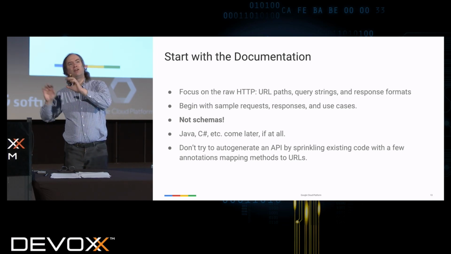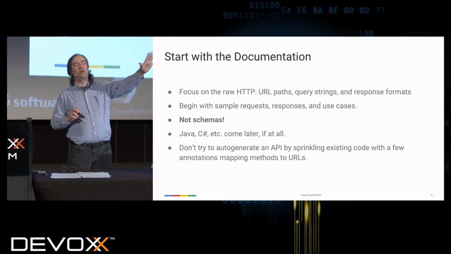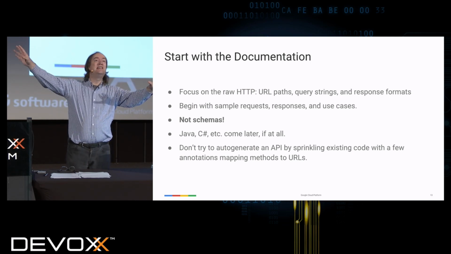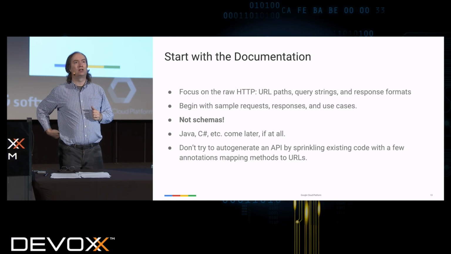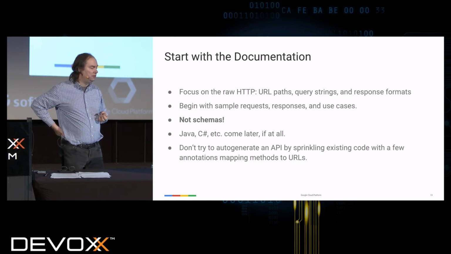Then figure out how you're going to say, okay, well, we've said this is what the API looks like. Now, how do we connect it to our back end? What does that look like? Assume there's going to be some custom code in the middle.